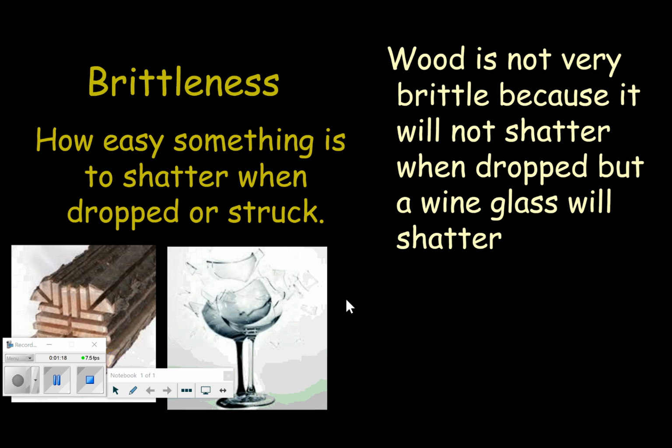Brittleness. It is how easy something is to shatter when dropped or struck. Wood is not very brittle because it will not shatter when dropped, usually. But a wine glass will shatter when dropped. As I drop all glasses and break all glasses, glass is much, much more brittle than wood. That's why in my house I'll have plastic cups instead of glass cups because I drop everything.